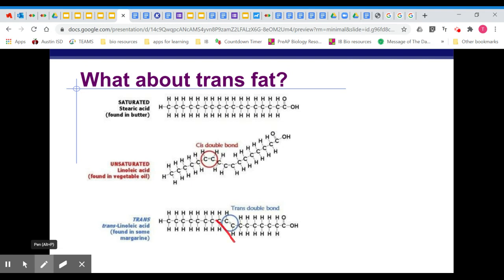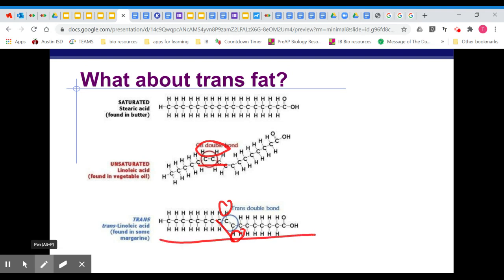So this is a cis double bond, and you'll notice that those hydrogens are on the same side of the double bond, which causes that bend. But if you have your hydrogens on opposite sides of those two carbons involved in that double bond, you can kind of flatten out your fatty acid, which resulted in those vegetable fats being solid at room temperature.